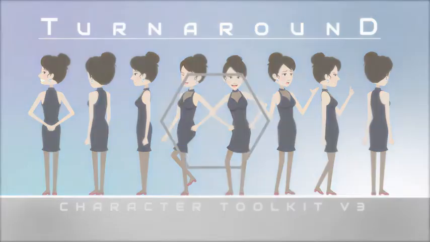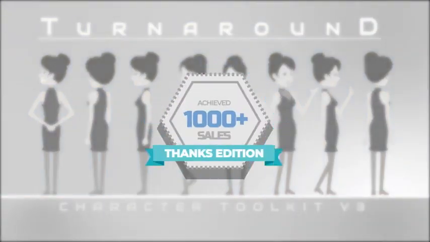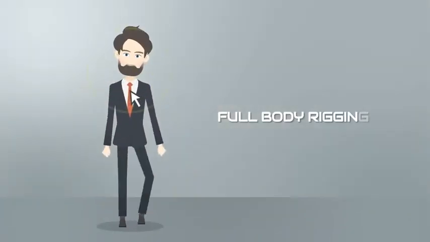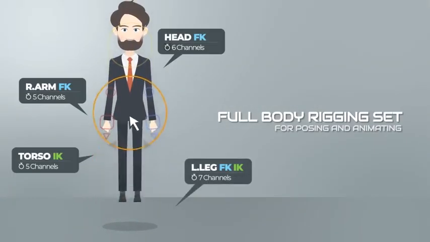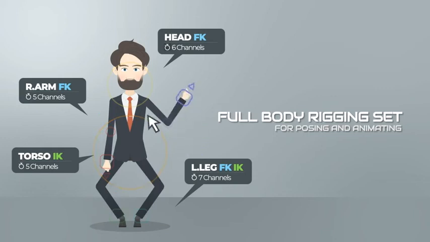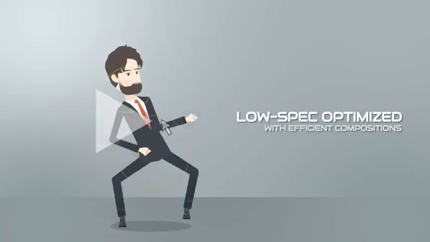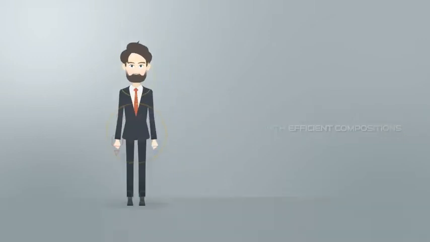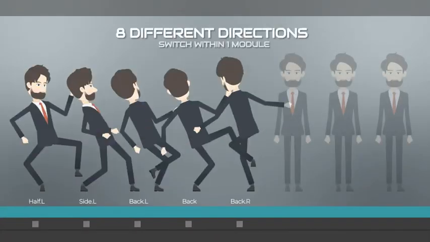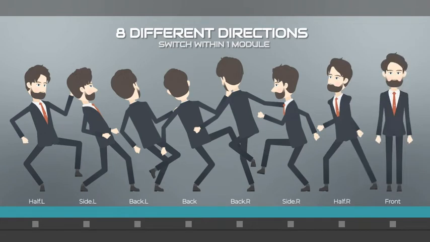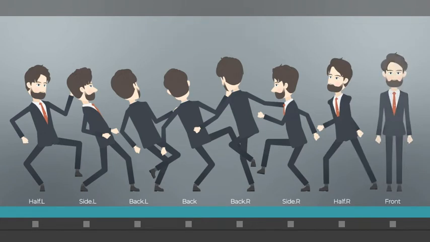Turnaround Character. This toolkit is a full body rigging set with 8 different directions. It has settings suitable for creating and animating simple poses. It consists of only the channels necessary for creating and features a fast preview and low spec. Above all, because of the 8 directions, the expressions of the poses and animations have been varied.